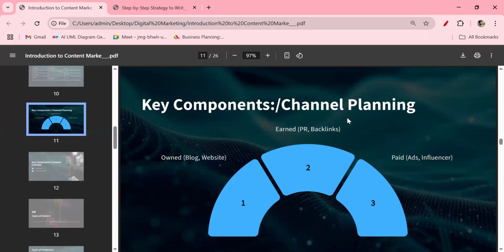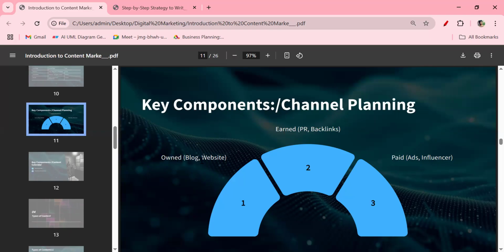Key components and channel planning. So here there are the channels: blog, website, and earned PR backlinks. And here are the ads and influencers. Okay, so they are the channels, where we can create content.